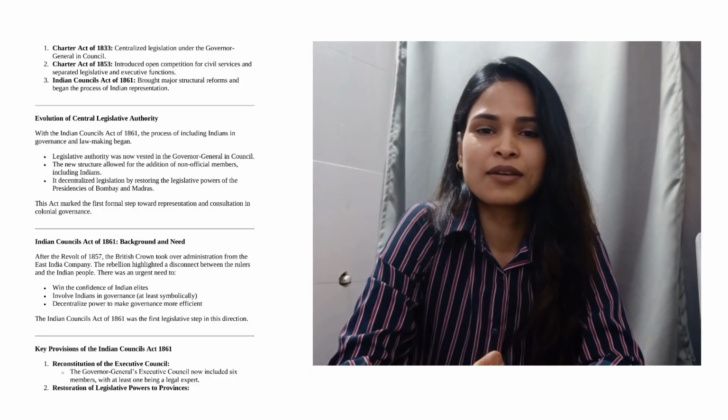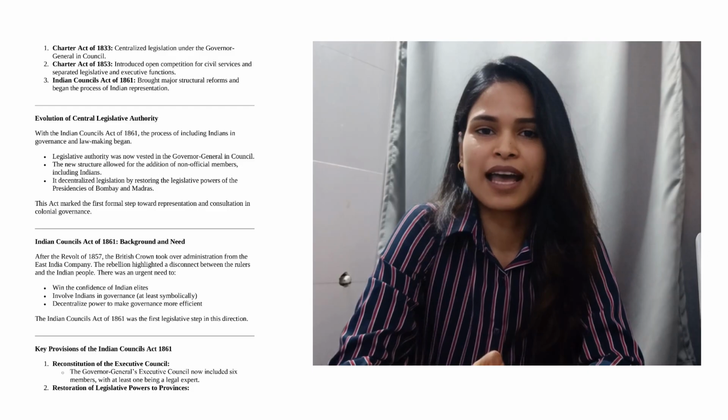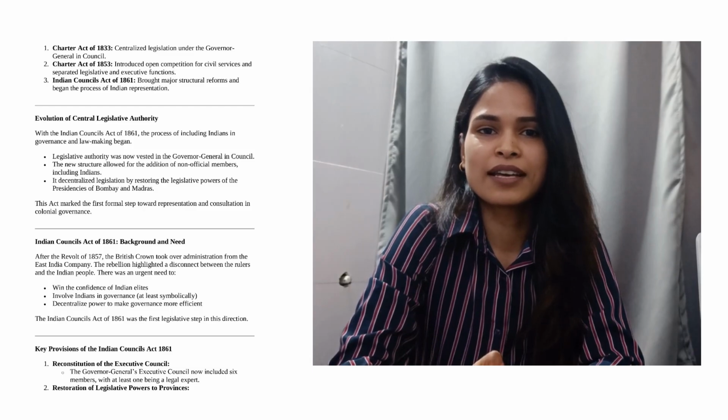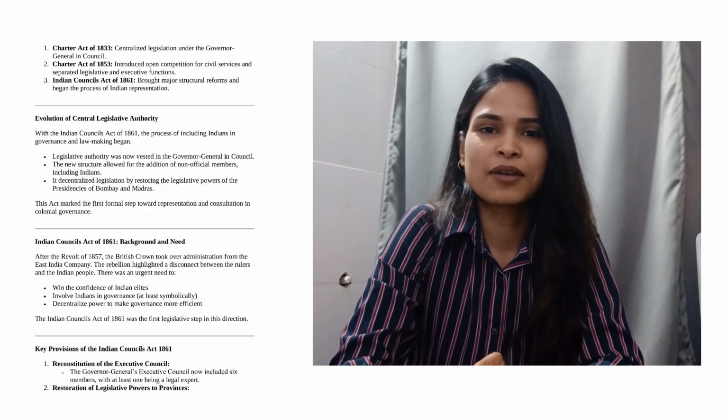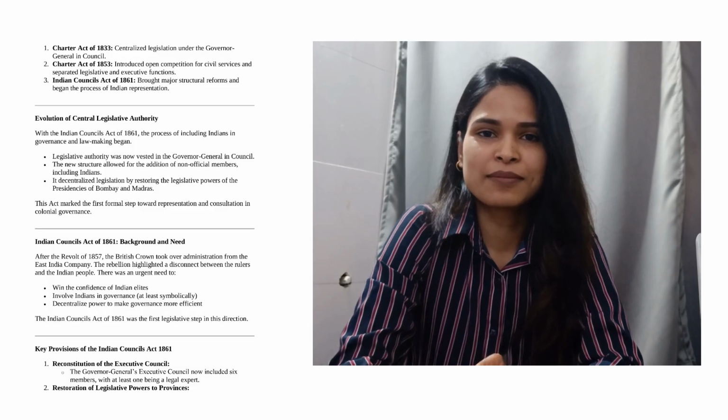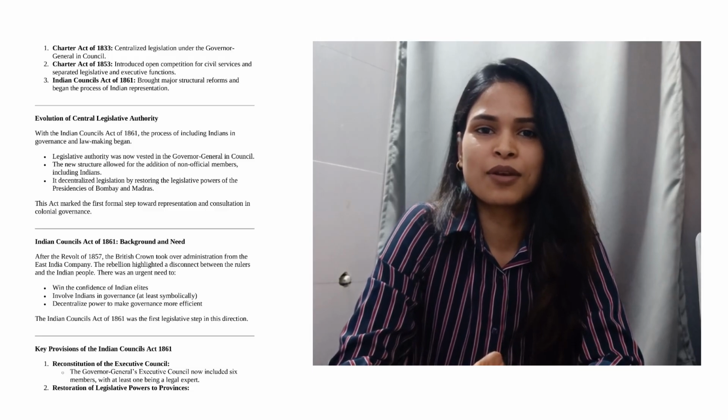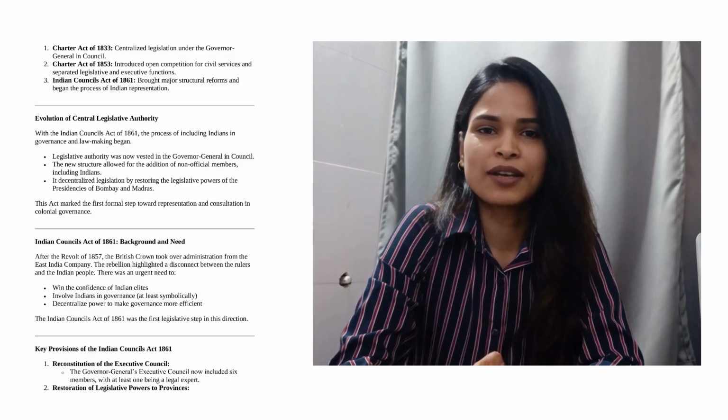Evolution of central legislative authority. With the Indian Councils Act of 1861, the process of including Indians in governance and lawmaking began. Legislative authority was now vested in the Governor-General in Council. The new structure allowed for the addition of non-official members, including Indians. It decentralized legislation by restoring the legislative powers of the presidencies of Bombay and Madras. This act marked the first formal step toward representation and consultation in colonial governance. Indian Councils Act of 1861, background and need.